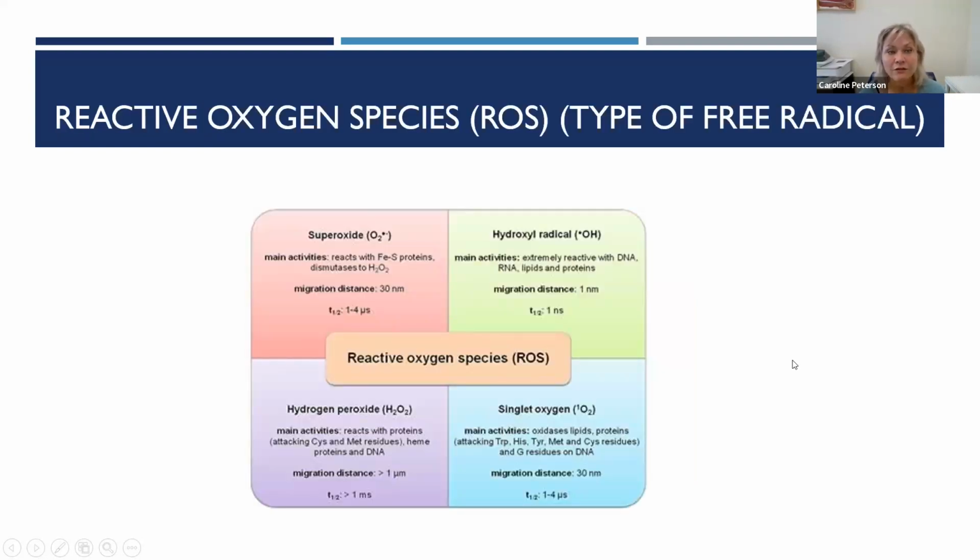Now, here's the reactive oxygen species. These are free radicals in the presence of oxygen. And hydrogen peroxide is one that you'll see in all of the pathways that's thrown off a lot. And that's a poison. That's a poison.